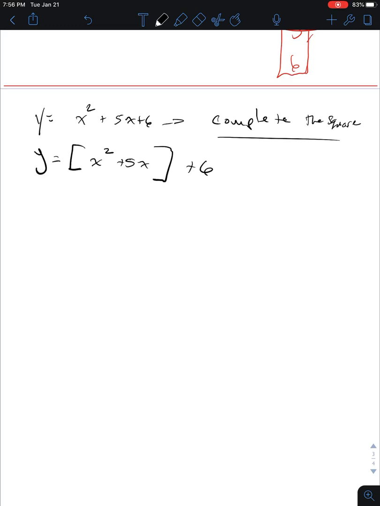And you know how there are some instances in which you cannot factor? There are no instances in which you cannot complete the square. You can always do this, 100%.